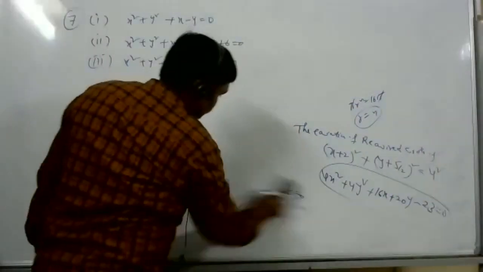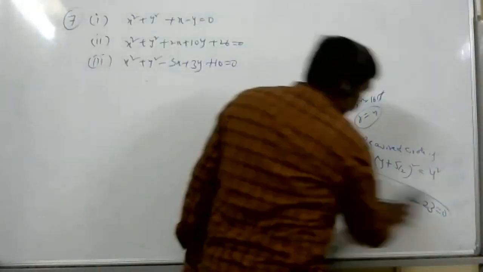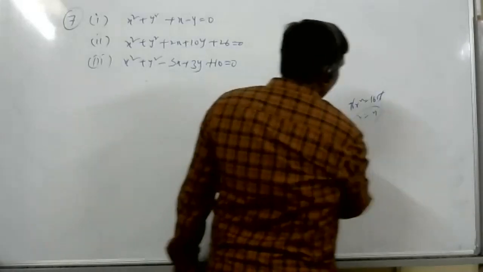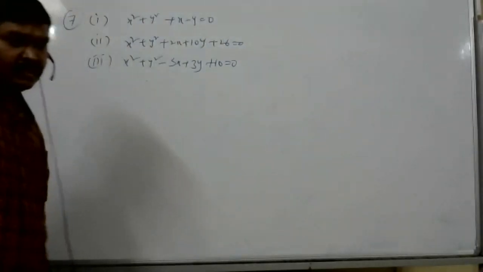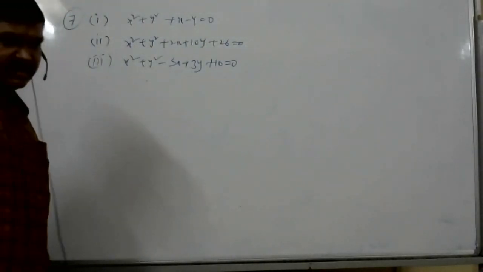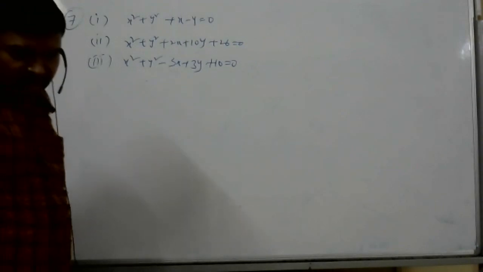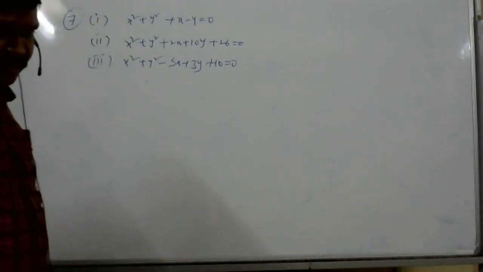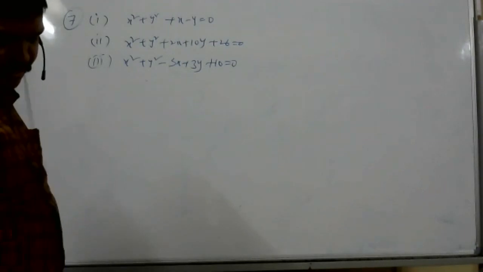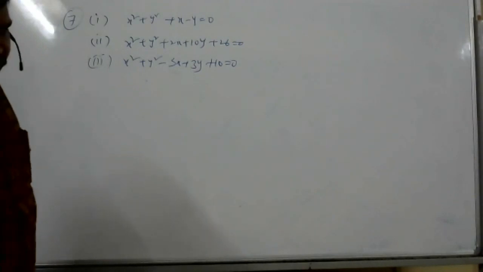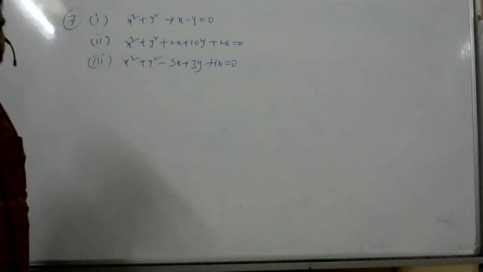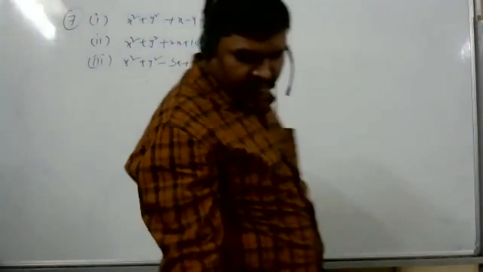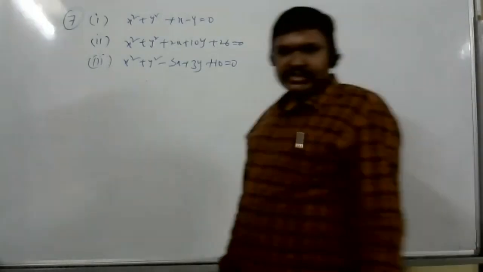A point circle means the radius is equal to zero, not 1 centimeter. A point circle means radius is equal to 0. No circle means the coefficients of x square and y square are... R is less than 0. And a circle means R is greater than 0.